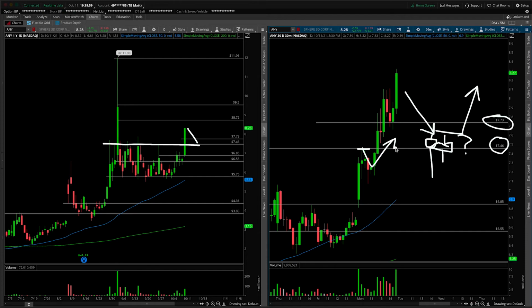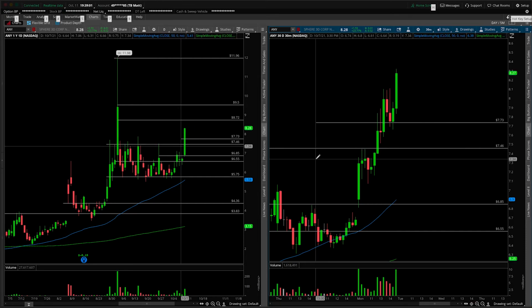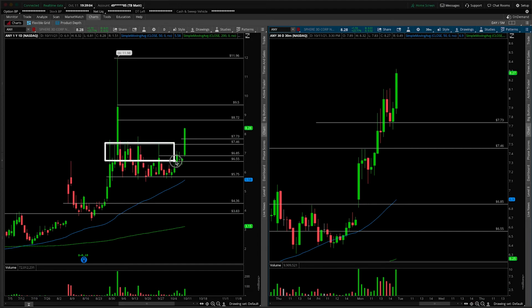Now, things do change if we break down underneath $7.46, noting that that would put into play a look above and fail from the daily perspective, right? We would have a look above, fail back underneath. As you know, the target is typically the bottom end of the range. I'm not saying it gets there all in one day, all in one week even, but we would be looking for lower on that scenario, okay? So those are my thoughts inside of Sphere 3D Corp.